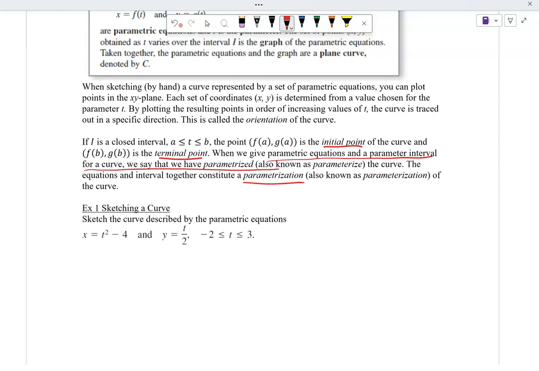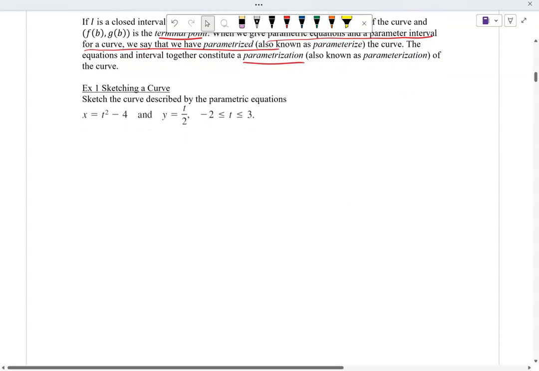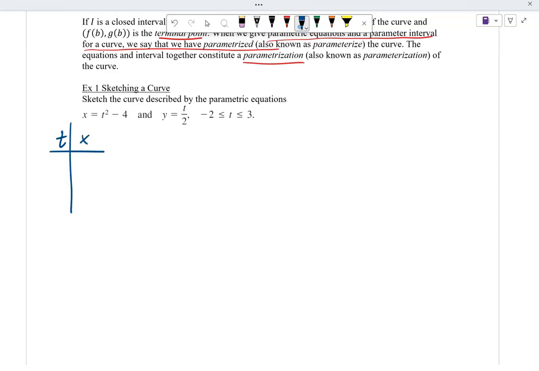So let's go ahead and sketch. Let me show you what we mean here with a couple of parametric equations. x is t squared minus 4, y is t over 2, and notice that t is between negative 2 and 3. What I'm going to do first is make a table of values based on t, and I'm going to start with negative 2. I'll just do the integers here: negative 1, 0, 1, 2, and 3.